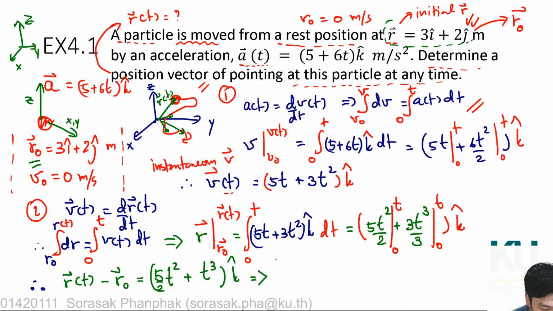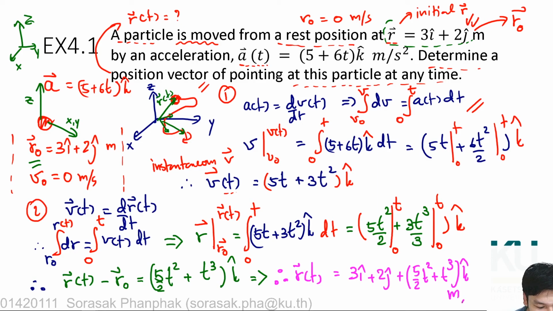So finally, I will change the final color. The r(t) that you're going to get is equal to the r0 here. You put it, so it's going to be plus over here. So it's 3i plus 2j, and finally you get 5/2 t squared plus 3t cubed in the k direction, and the unit is meters. Right. This is how you get the position vector at any time point. So this represents the position of the object moving along this path, caused by this acceleration, moving from the rest position to the final position.